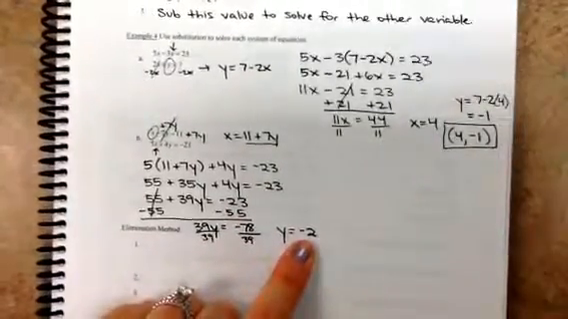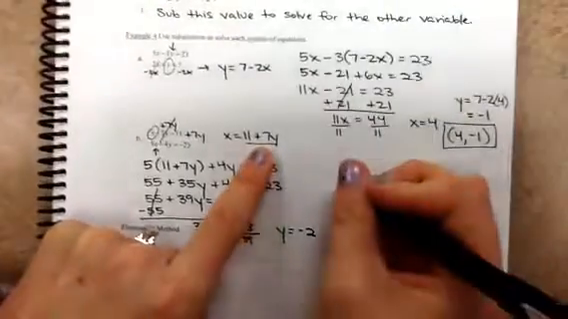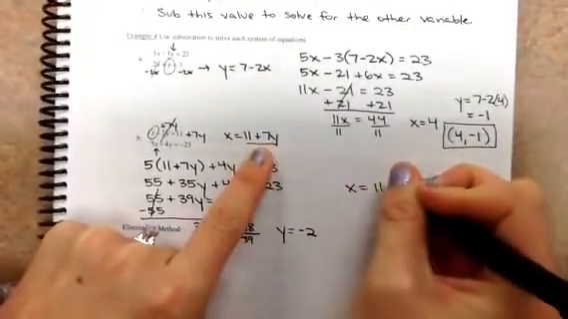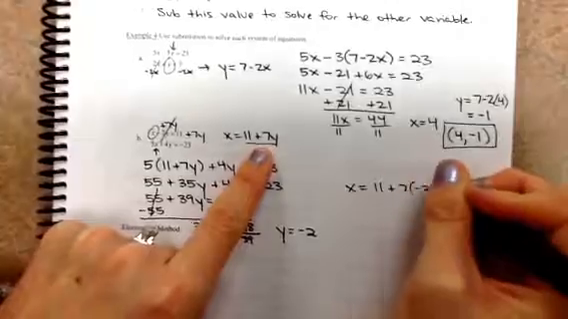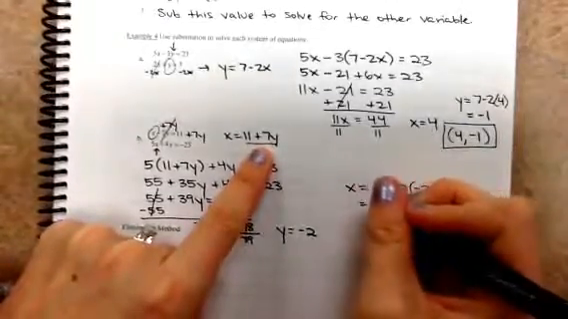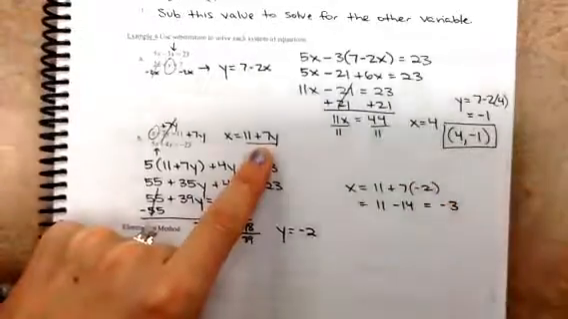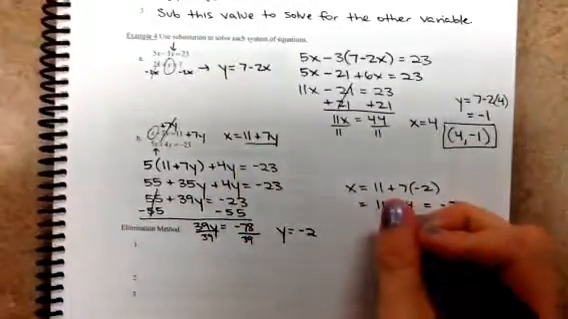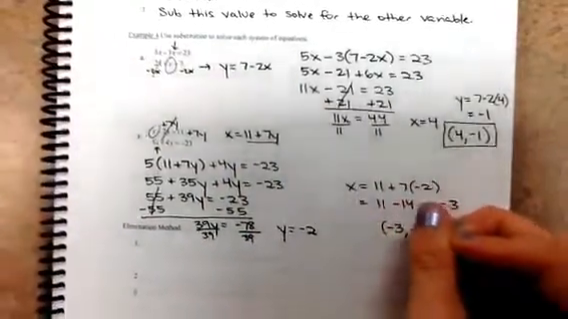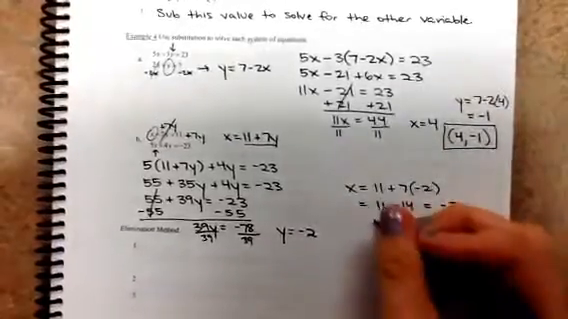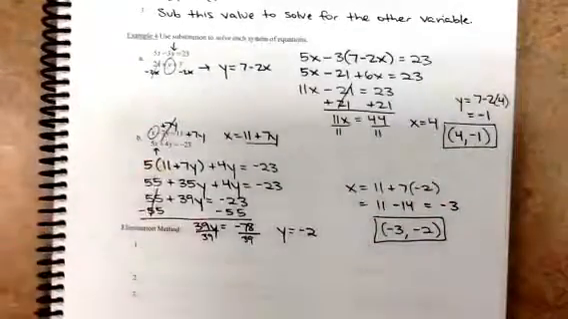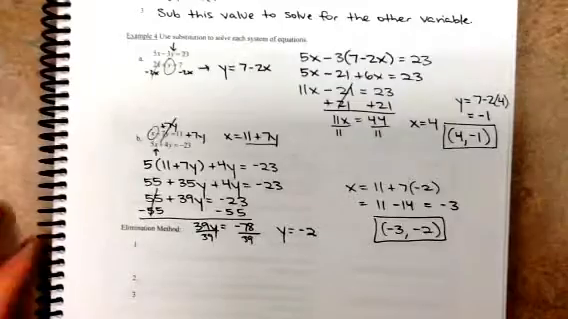So that's why I'm going to sub y in right here and get x. So x equals 11 plus 7 times negative 2. So that is 11 minus 14, which is a negative 3. So remember, when you write your ordered pair, we call it ordered for a reason. The x should always be first, then the y. So that would be your answer. So this is another consistent, independent system.